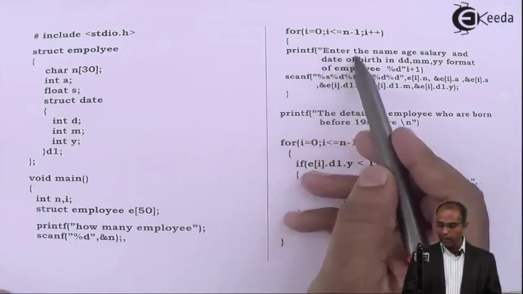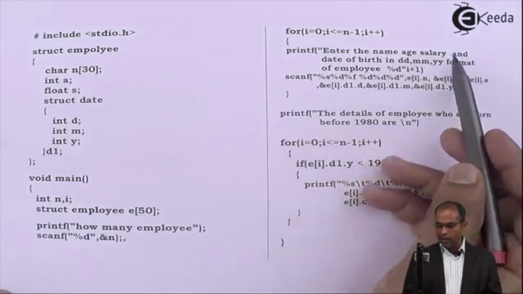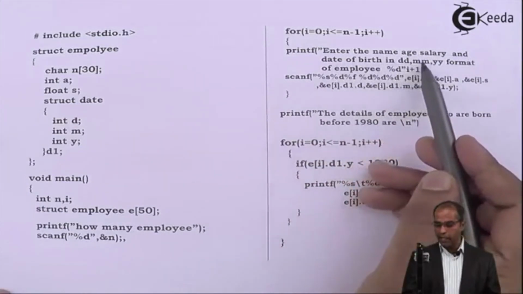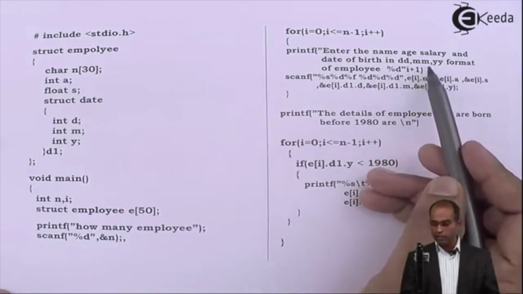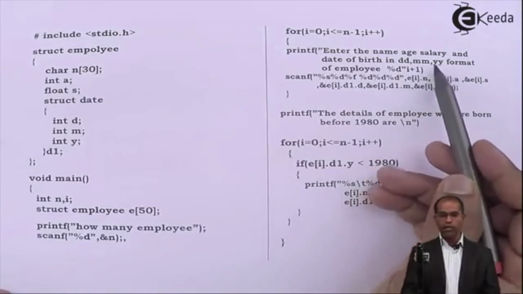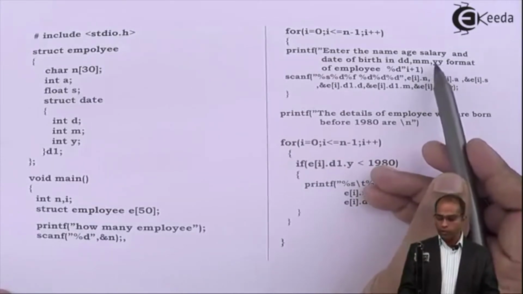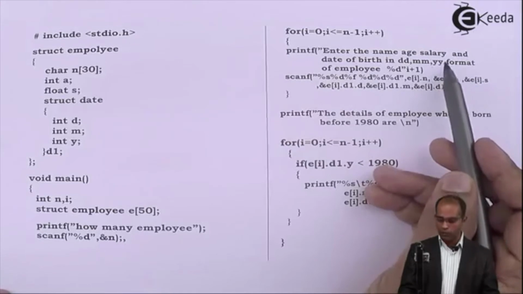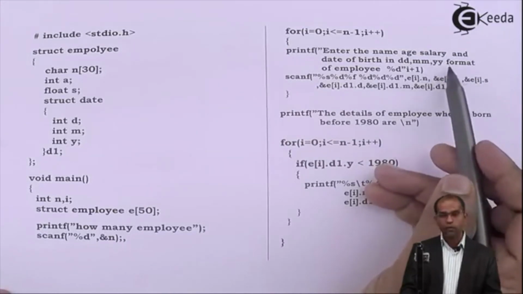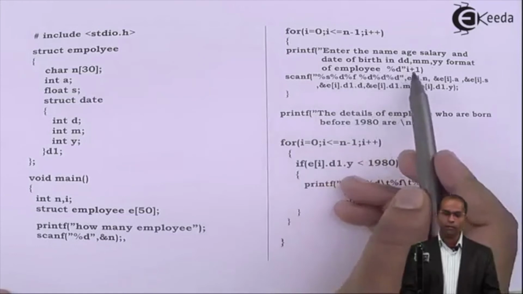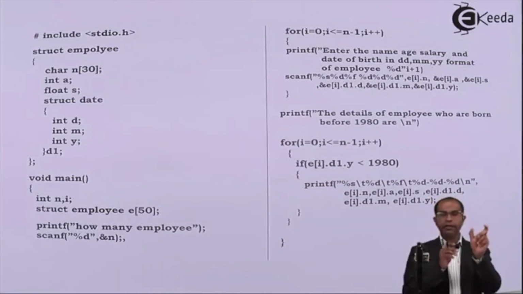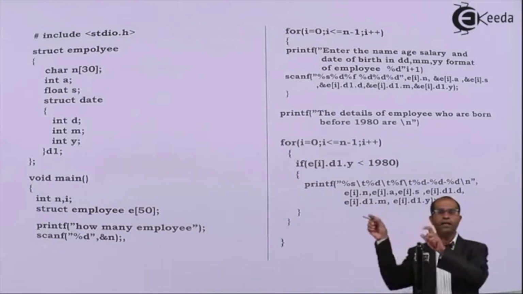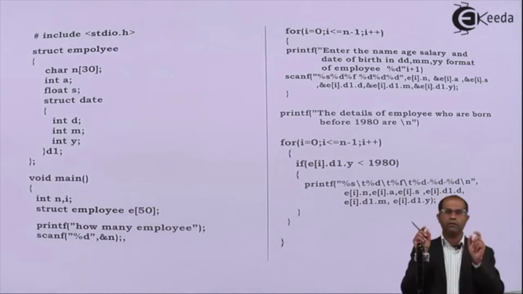So printf enter the name, age, salary and date of birth in DD, MM, YY format. If someone wants to enter the employee details as say only 2 digits, you can do that. If you want the user to enter the date of birth year in a 4 digit format, you can type YYYY format of the employee i plus 1. So on the screen when i is 0, I'll get a message, enter the name, age, salary and date of birth of employee 1. Because i is 0, 0 plus 1 is 1.